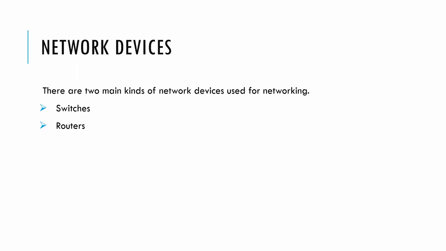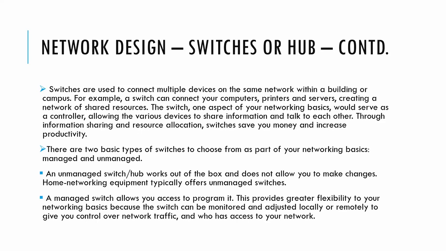So there are two main kinds of network devices used for networking, and these are switches and routers. Switches are used to connect multiple devices on the same network within a building or a campus, for example. So when you think of a switch, think of you're connecting computers, printers, the server. You're basically creating a network for shared resources. So the switch would serve as a controller, which allows these various devices to share information or talk to each other. So by using switches, you can save money and increase productivity.